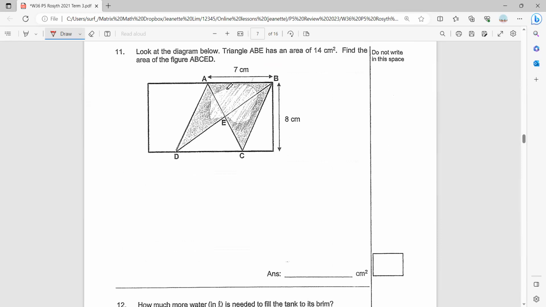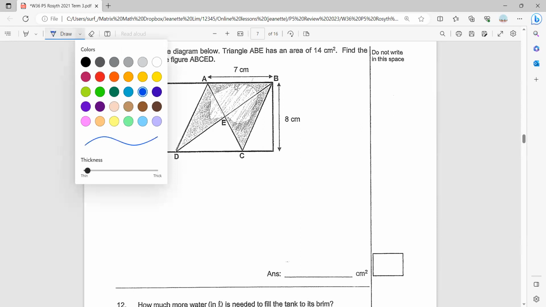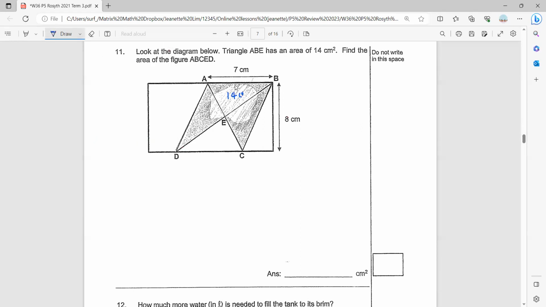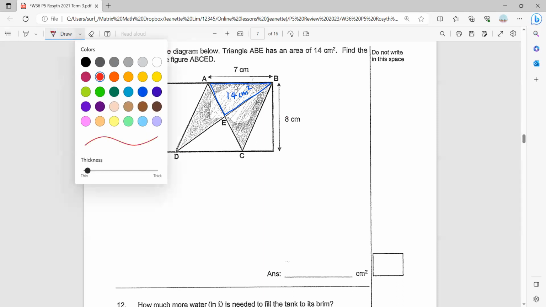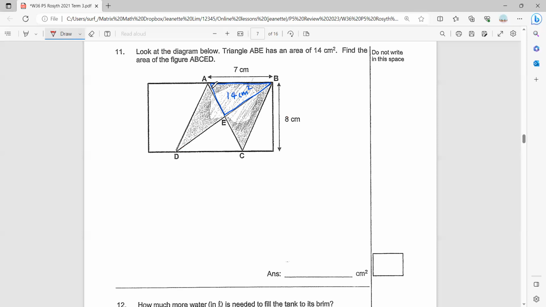11. Diagram here shows, okay, we have triangle ABE, area 14 square cm. So this is 14. Okay, then we want to find the area of ABCED. What's ABCED? So ABCED is basically the shaded part. Okay, so other than this 14, right, what area can we find?